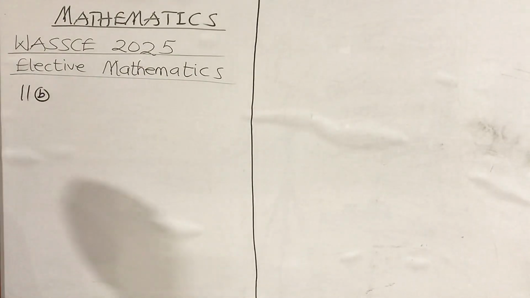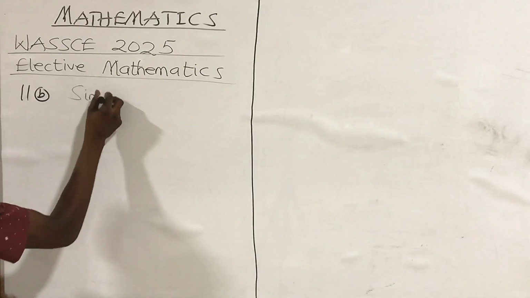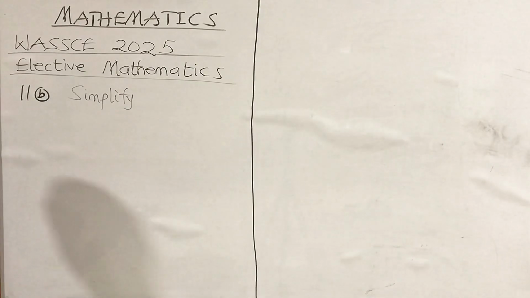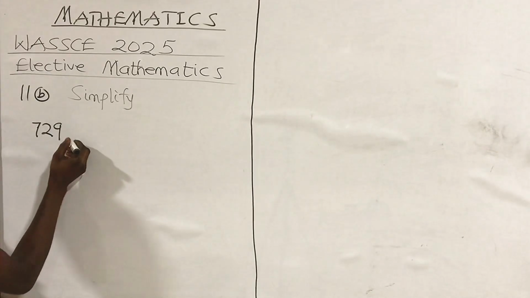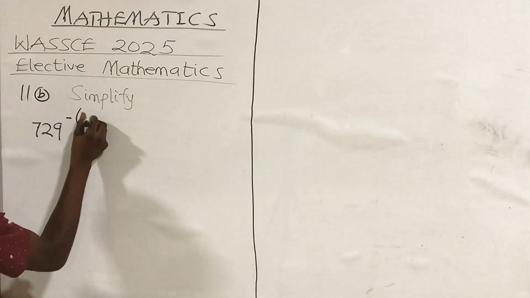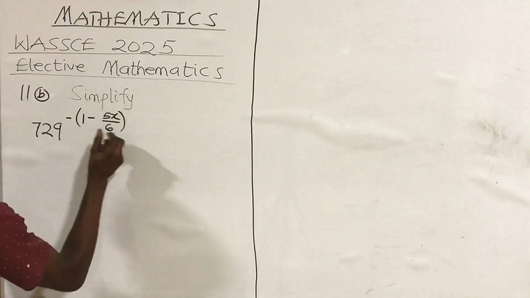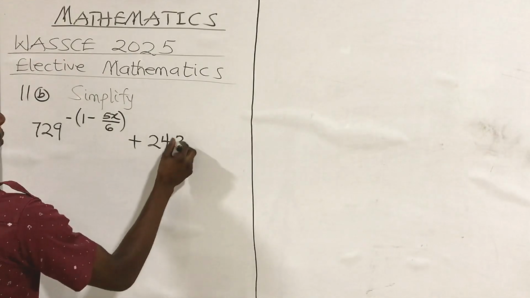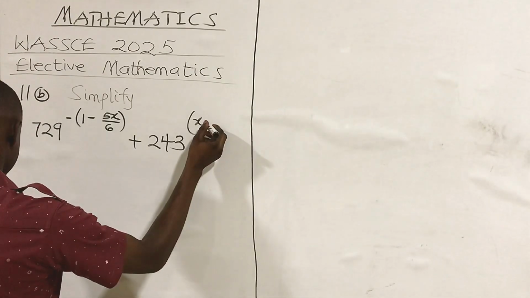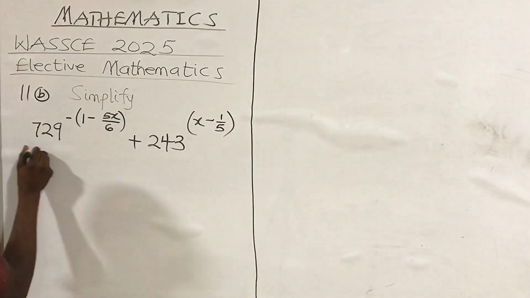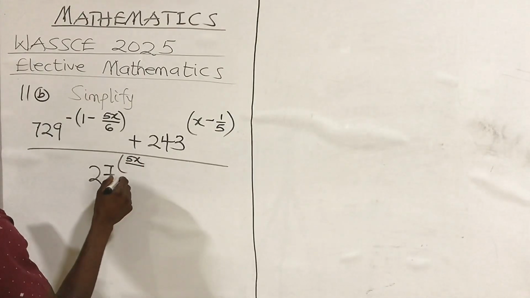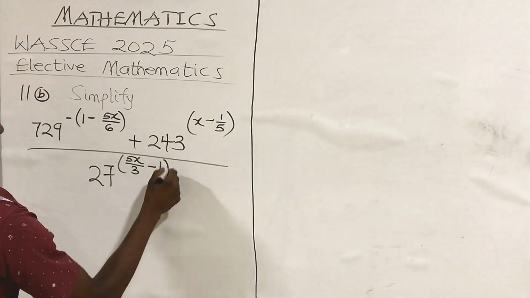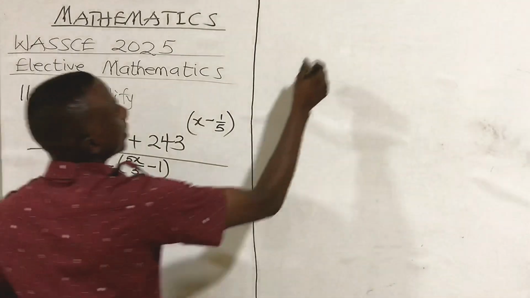Question 11B. Simplify 729 exponent negative bracket 1 minus 5x over 6, plus 243 exponent x minus 1 over 5, all over 27 exponent 5x over 3 minus 1. Solution.